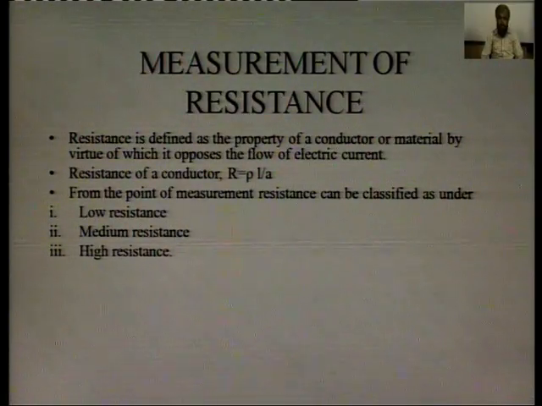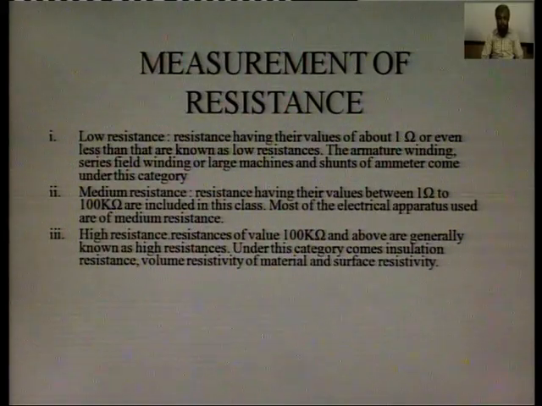From the point of measurement, resistance can be classified as low resistance, medium resistance, and high resistance. So for the measurement of resistance, we classify the resistance into three categories. First is low resistance. Resistances having a value of about 1 ohm or even less than that are known as low resistance. The armature winding, series field winding of large machines, and shunt of an ammeter come under this category.